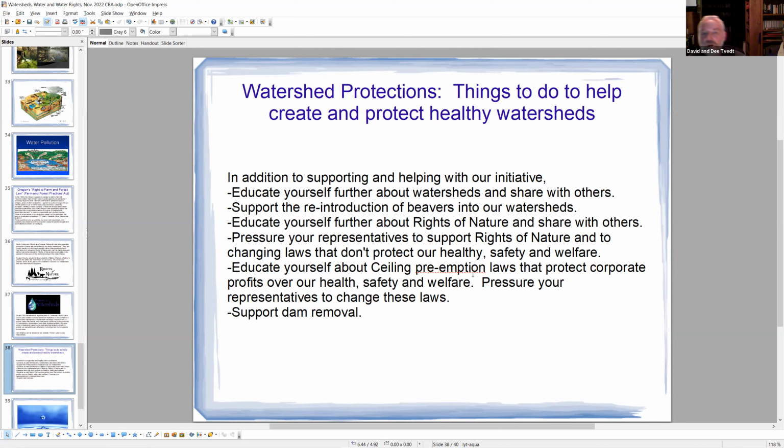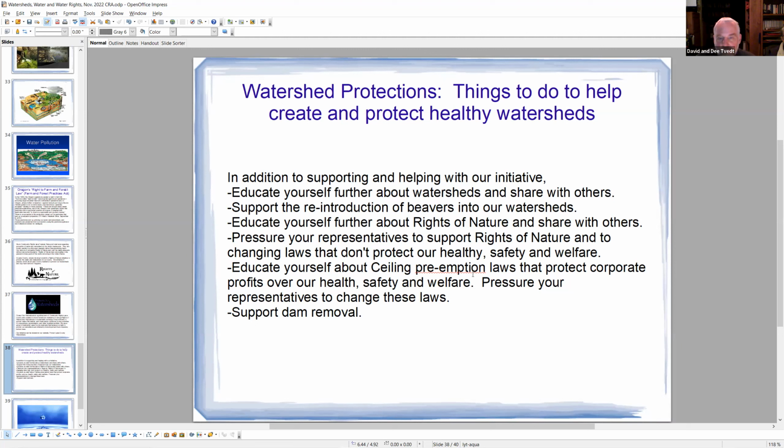And for those of you who aren't familiar with ceiling preemption, it's where the federal or state governments make laws that take away choice from a more local community. So the feds on the state, or the state on our county or a township, that we can't protect ourselves from a corporation coming in and doing harm in the community, that kind of thing.